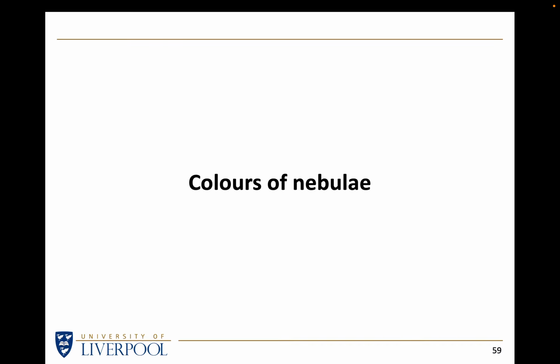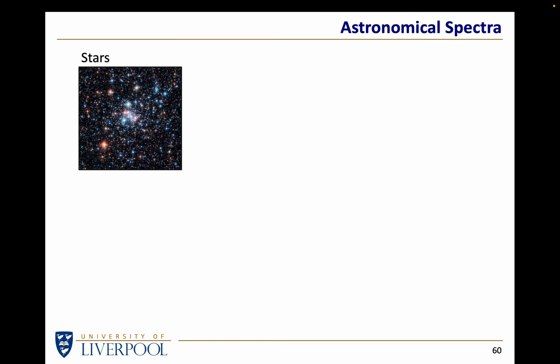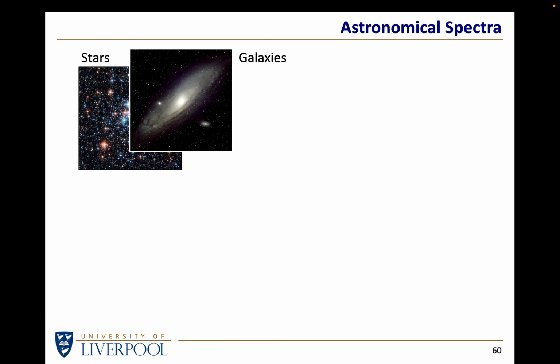But the colors of nebulae are rather different. They don't obey the same rules. So the question is, why not? If we think of stars and galaxies, let's simplify this and say galaxies are just collections of stars. Actually, they're collections of stars and gas and dust and maybe a few other bits and pieces. But let's assume that when we're talking about galaxies, we're just talking about the collection of all the stars within those galaxies.